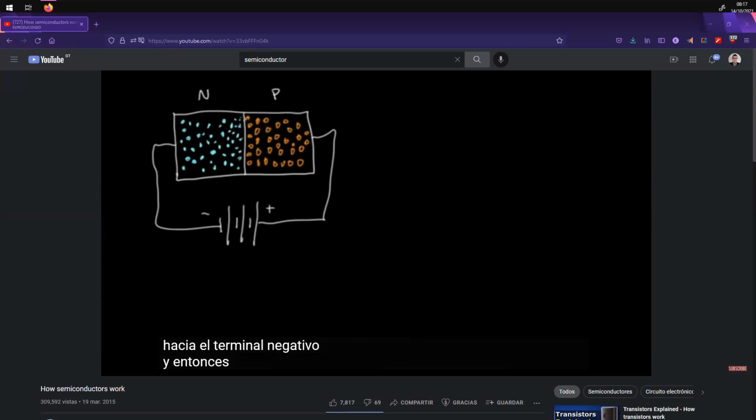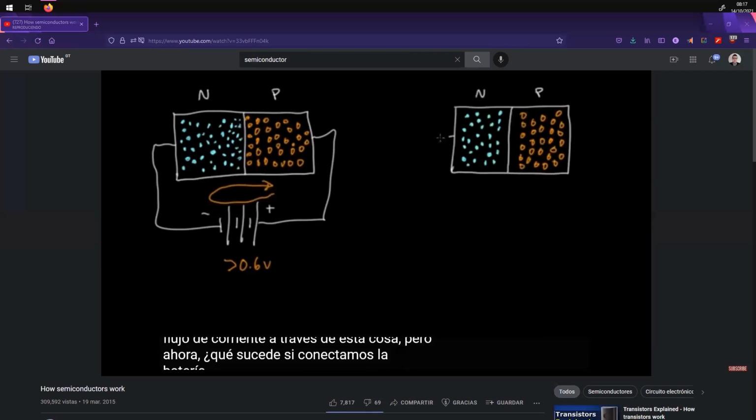And as it turns out, if this battery is greater than about 0.6 volts, this depletion region will just collapse altogether, and you'll start to get charges that can flow all the way through, because you won't have the depletion region in the middle where there's no charge carriers. There will be charge carriers all the way through, and so you'll get a current flow all the way through this thing. But now what happens if we hook the battery up the other way?